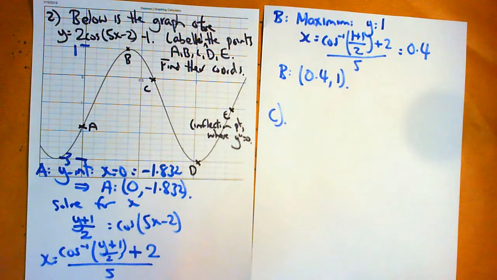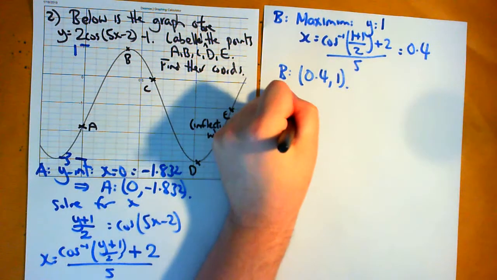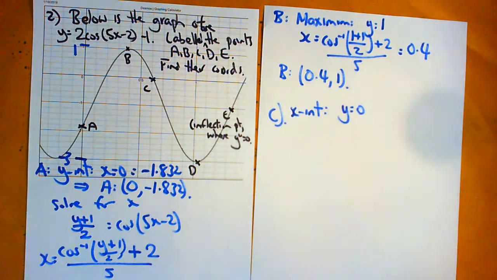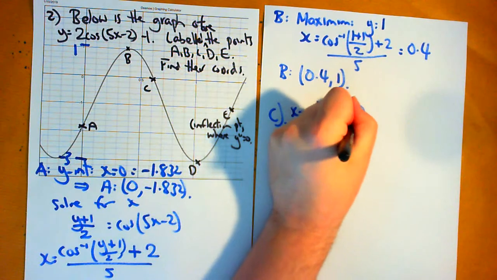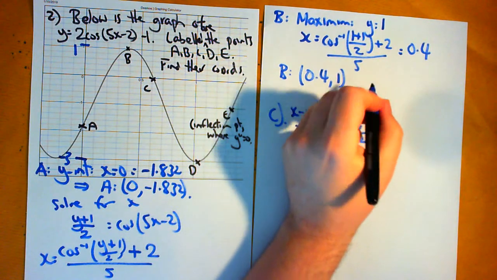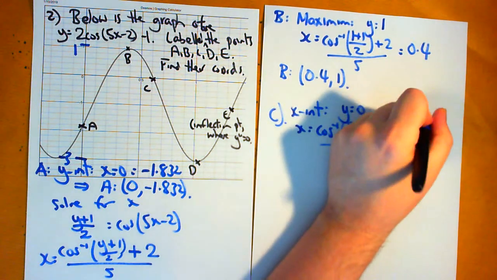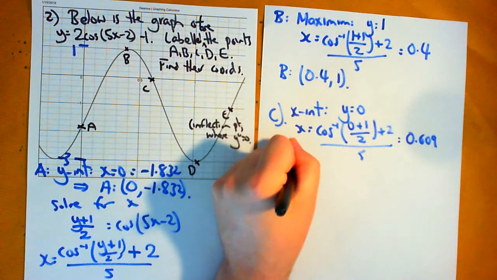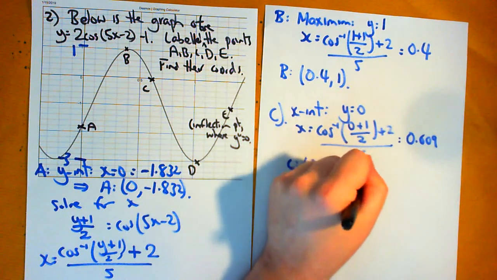So point C, we need to find the coordinates of C, which is the x-intercept at this point. So for an x-intercept, we have that y equals 0. We have the y value. Again, we can substitute that into our rearrangement of the original function. So x is cos inverse of y is 0 plus 1 over 2, plus 2, that's divided by 5. And if we calculate that, we get an answer of 0.609. Okay, so therefore C is the point 0.609, comma, and y was 0.